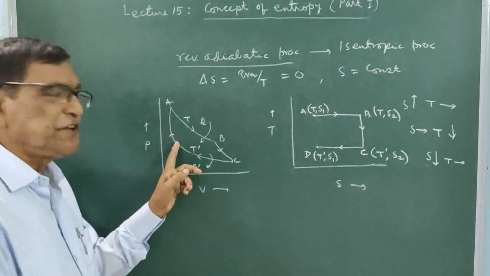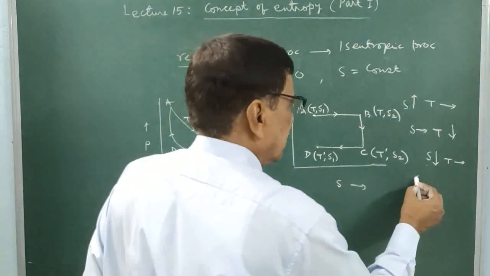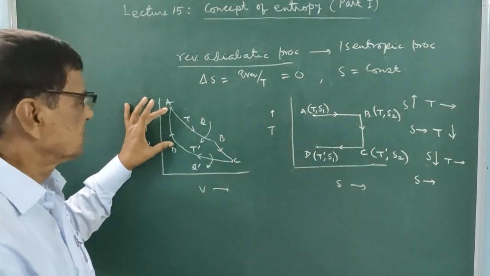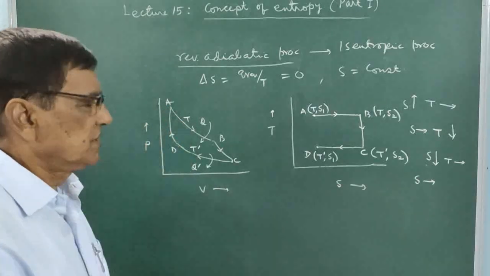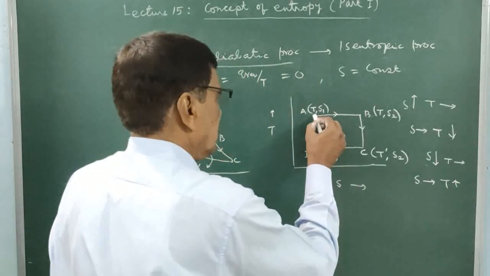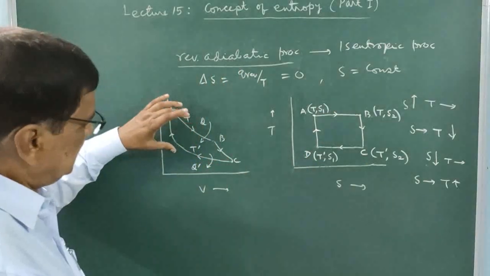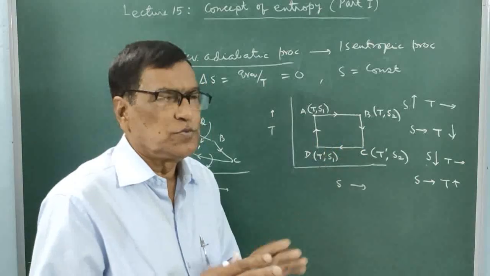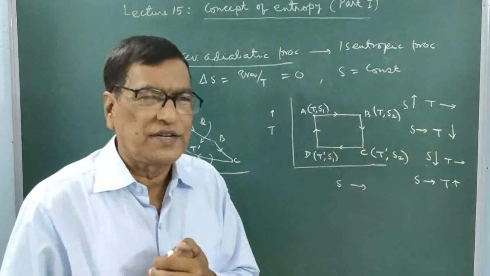Then the last step, D to A. In D to A, again entropy remains the same. Isentropic process, reversible adiabatic process, entropy remains fixed. And it is an adiabatic compression, so temperature is increased. So this will be this one. These enclosed curves seem to be a rectangle. And these are the coordinates of these 4 points.